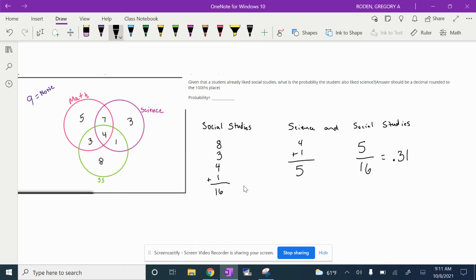Of those 16 students, how many also like science? Well, 4 and 1, 5 of those like science. So 5 over 16 gives you 0.31 when you change it to a decimal. So 0.31 is the probability that those students also liked science. Okay? All right.